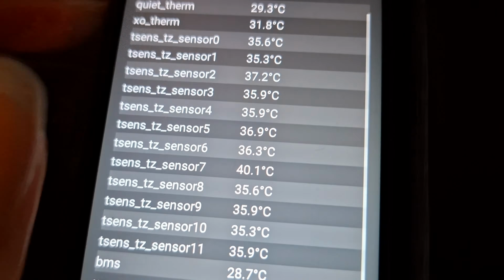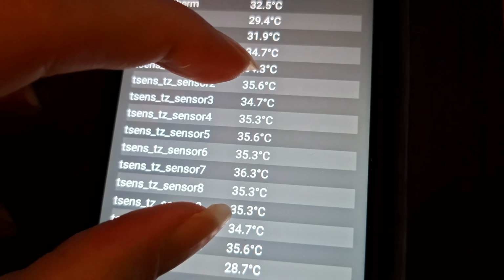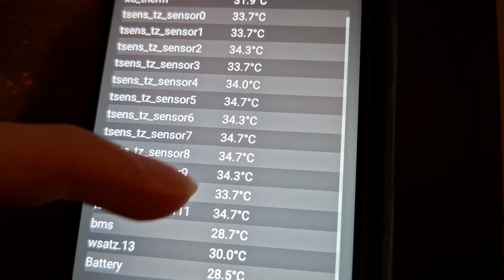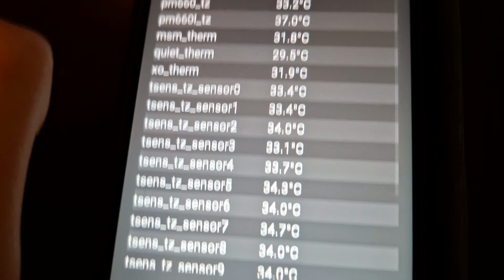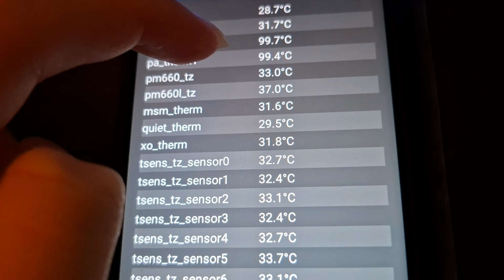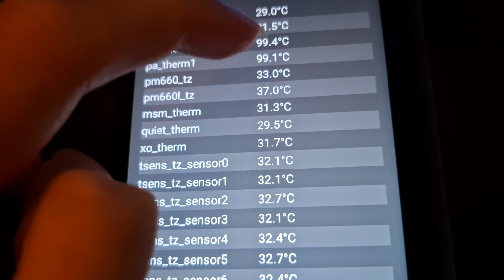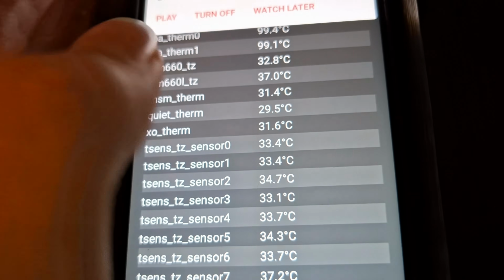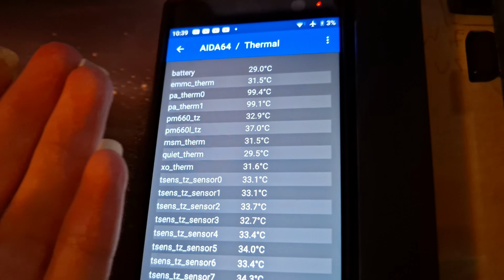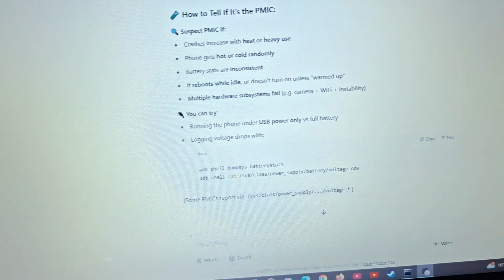So this is the temperature of the CPU. 35. Just all normal. Battery's normal. I don't trust PM firm 0. That's bugged. It says 99 degrees Celsius, but it's not. If it was, this phone would be untouchable. So that wraps it up.